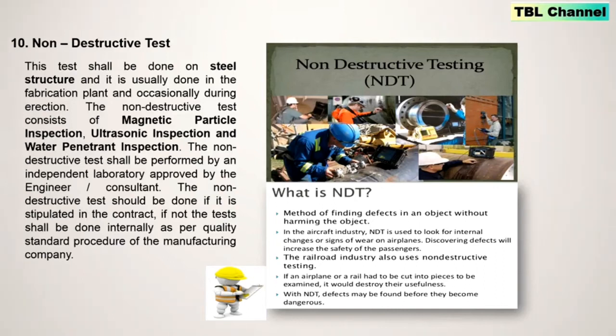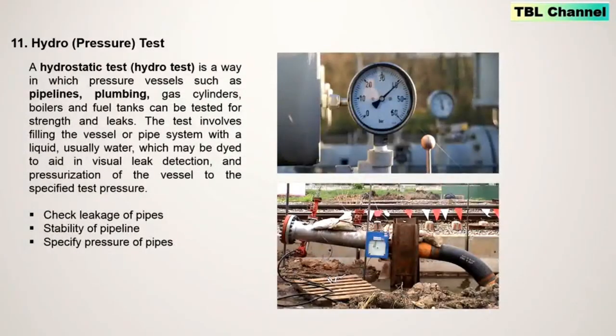Number 11. Hydro or pressure test. A hydrostatic test or hydro test is a way in which pressure vessels such as pipelines, plumbing, gas cylinders, boilers, and fuel tanks can be tested for strength and leaks. The test involves filling the vessel or pipe system with a liquid, usually water, which may be dyed to aid in visual leak detection, and pressurization of the vessel to the specified test pressure. Check the leakage of pipes, the stability of pipeline, specified pressure of pipes.